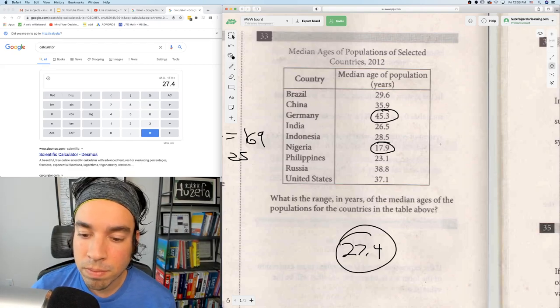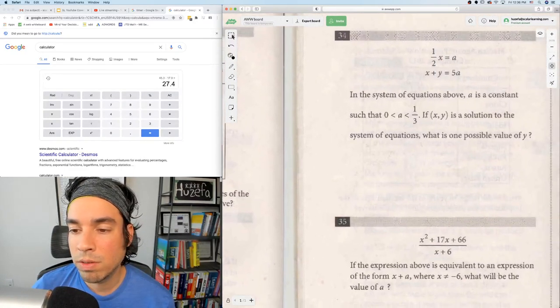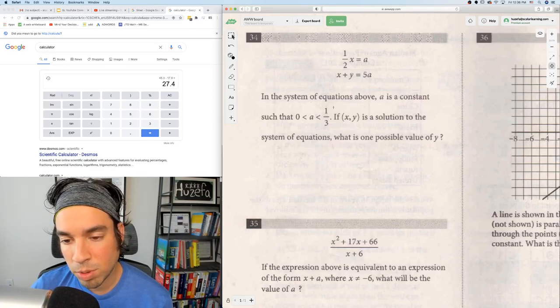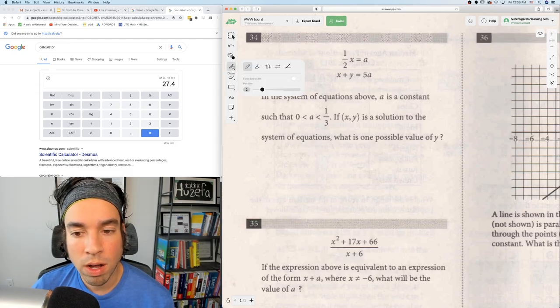All right. 34. In the system of equations above, A is a constant such that A is between 0 and 1/3. Great. If (X, Y) is the solution to the system, what is one possible value of Y? All right.